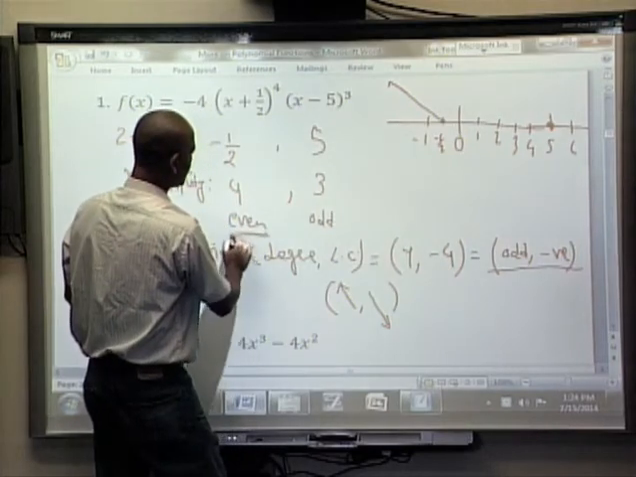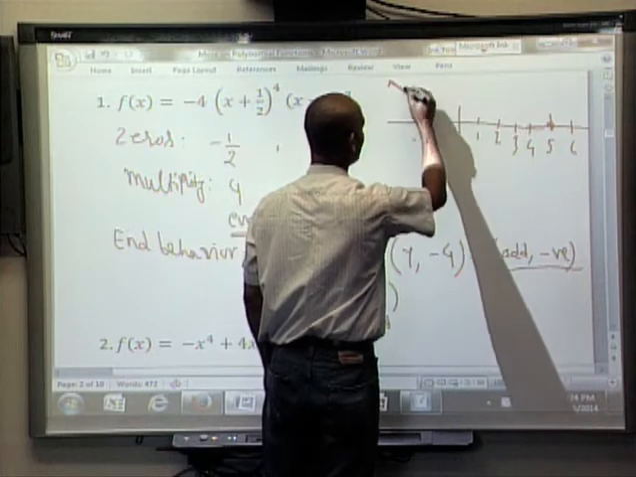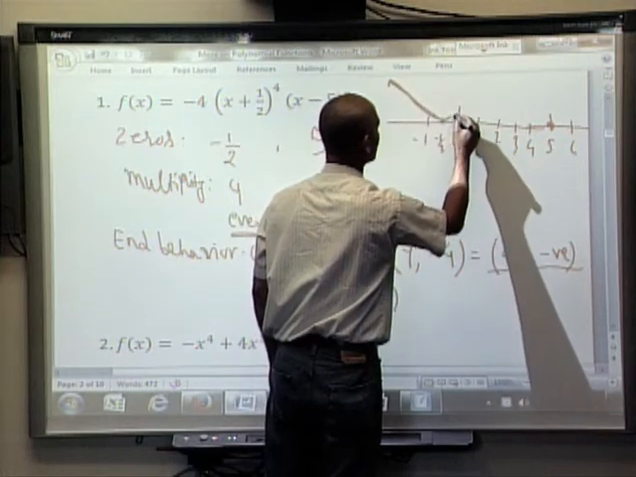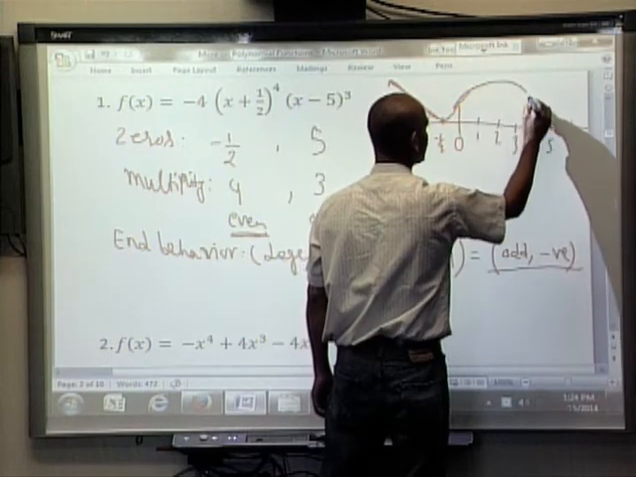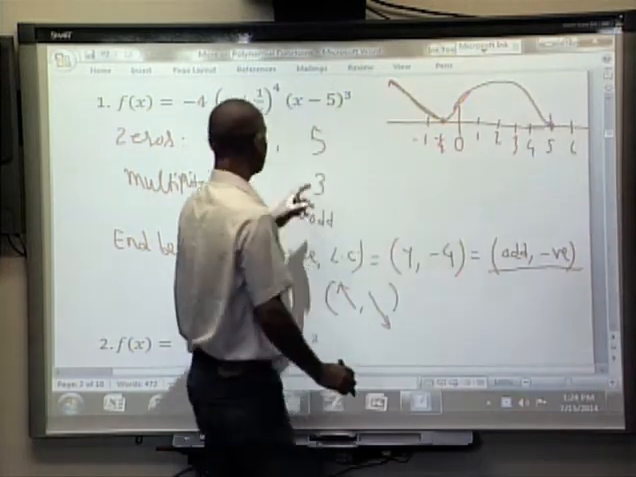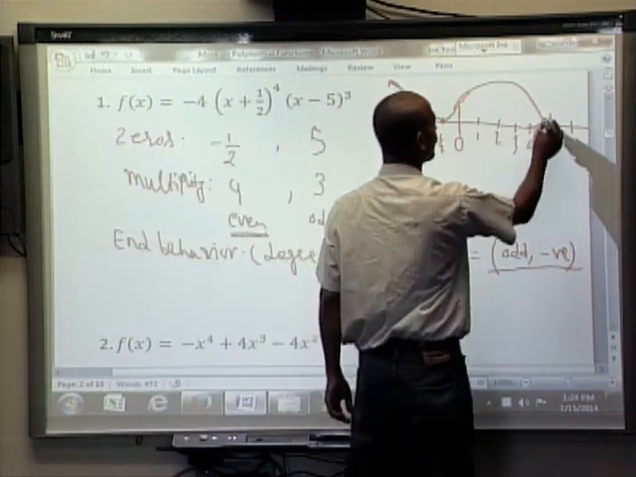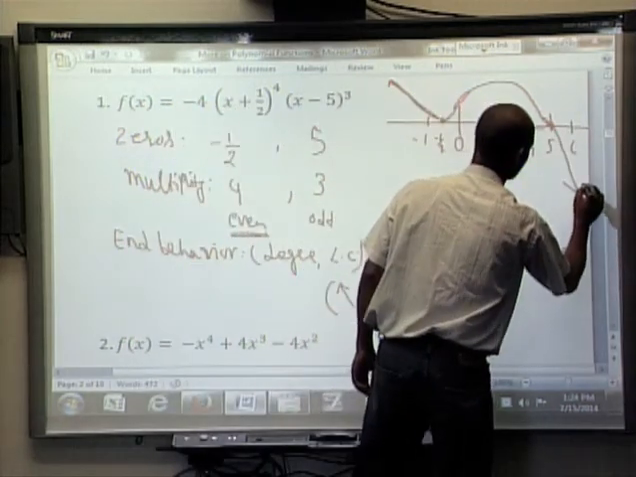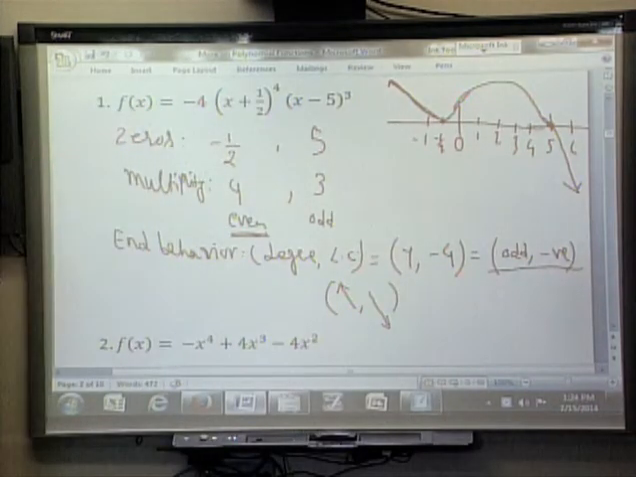Since the multiplicity is even, it cannot cross, so it will just turn around and go again back to this 0. Multiplicity of 5 is 3, so it will be crossing the x axis at this point and it will be going that way. This is the rough sketch of the graph of this polynomial function.